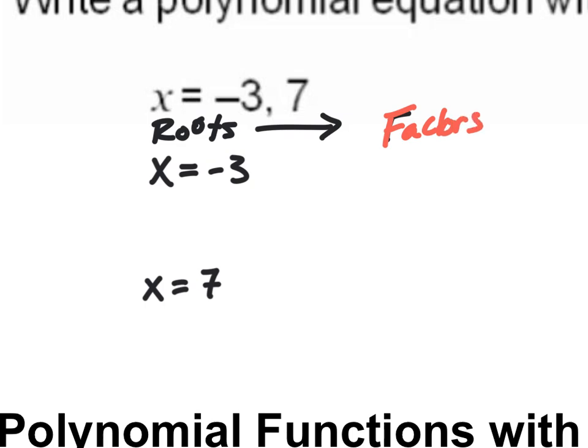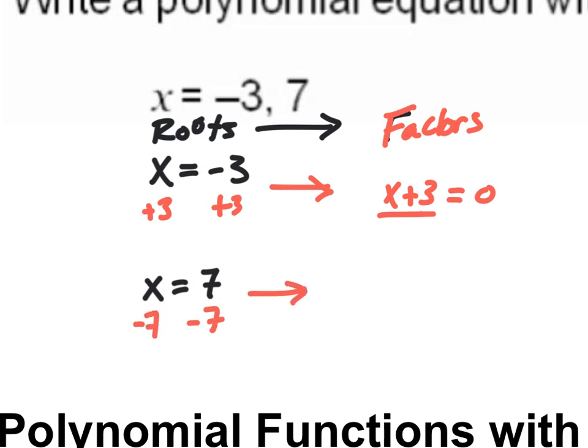If I were to turn these into factors, I would put all the numbers and all the variables on one side and set it equal to 0. So I'm going to add 3 to both sides, and we get that x plus 3 is equal to 0. This is my factor. Same thing over here: I would subtract 7 from both sides, and that leads to x minus 7 equal to 0. These are factors.